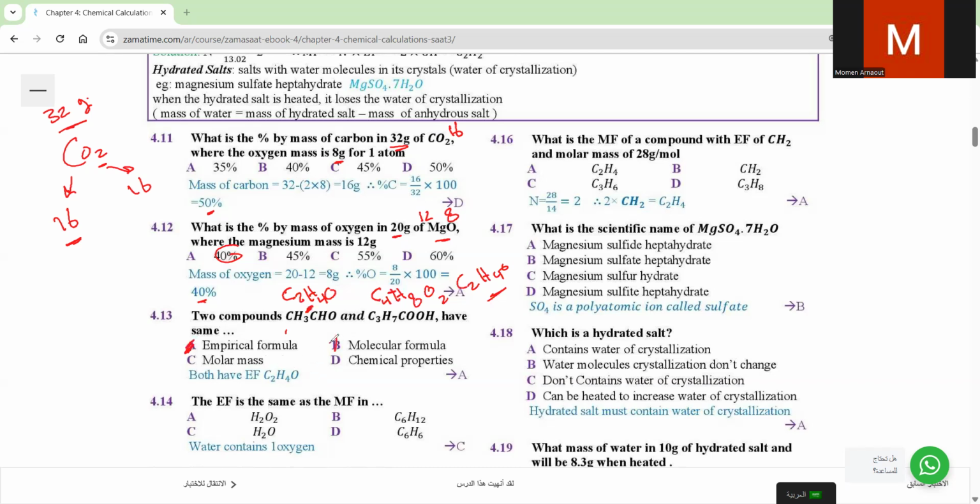Molecular formula, no, they don't. We proved that they don't have the same molecular formula. Is the molar mass different? Of course, because different molecular formula means different molar mass. Chemical properties, absolutely not. They have different structure. One is called an aldehyde and the other is called an acid, a carboxylic acid.